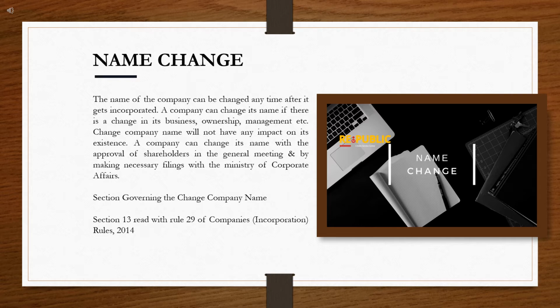Change of company name involves alteration of the Memorandum of Association, hereinafter referred to as the Memorandum, of the company. Section 13 of the Companies Act 2013 regulates the process of amendment in the Memorandum of Association and is applicable to all companies.